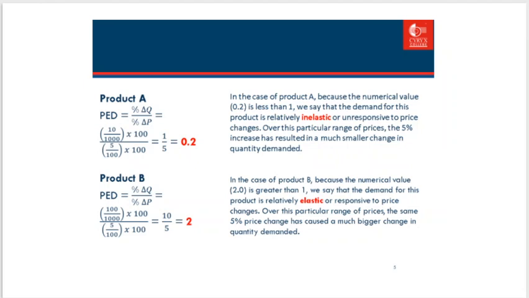For product A, after we calculate, we get 0.2. 0.2 is less than 1. So it is categorized as an inelastic product, or unresponsive to the price change. Here we can say price changes 5%, but quantity demanded changes only 0.2, much less than the change in price. About product B, after we calculate, we get 2. 2 is bigger than 1. So product B is elastic, which means responsive to the price change. In this case, price changes 5%, but there is a great impact: quantity demanded changes much bigger than 5%.